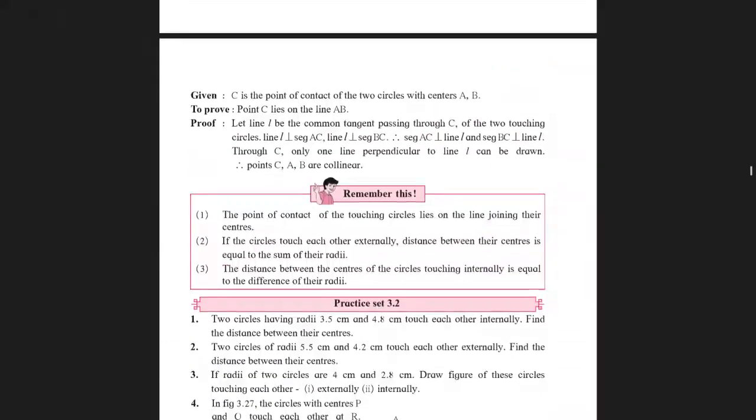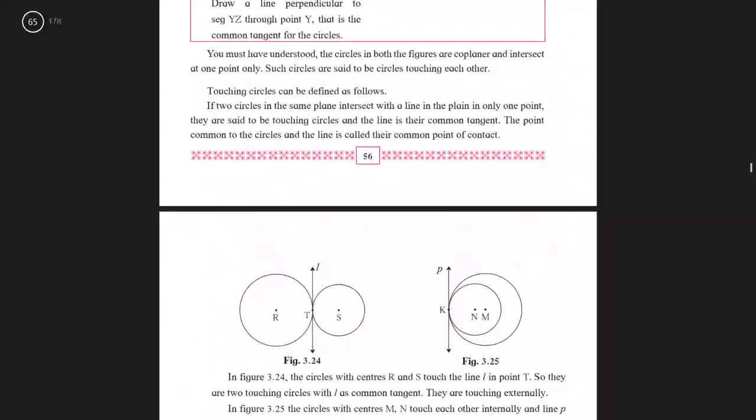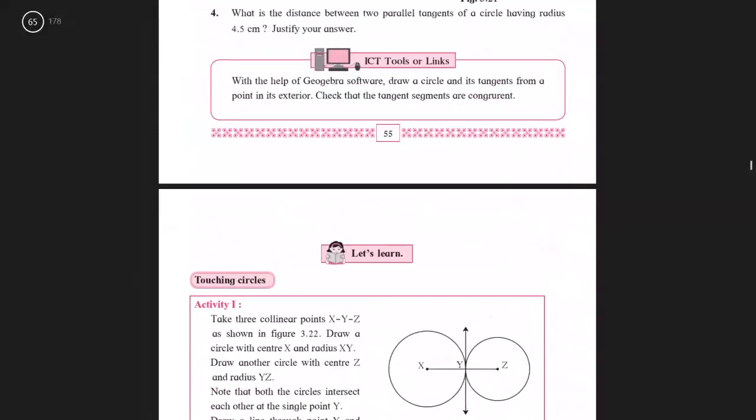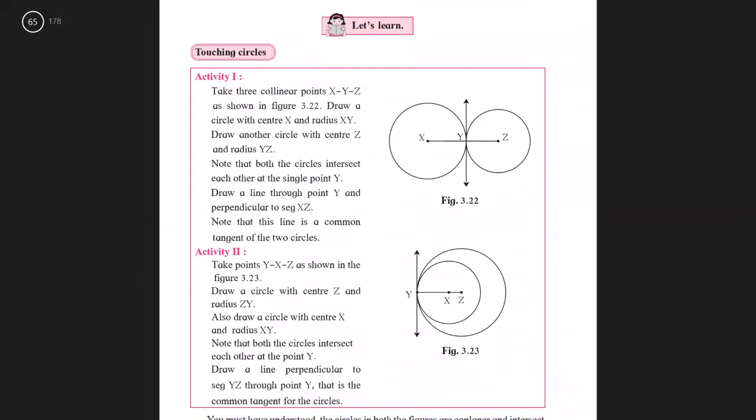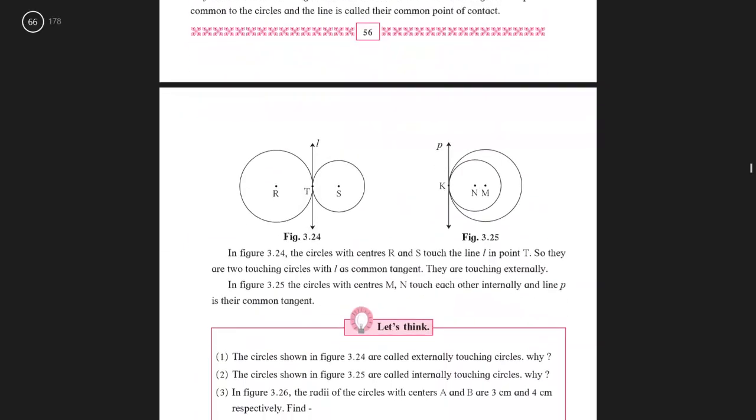Now before we start with the exercise, what are the things you need to write? Write the topic touching circles. You will write figure 3.22 and draw figure 3.23. For the first figure, write externally touching circles. For the second one, you will write internally touching circles. That's all that is required.